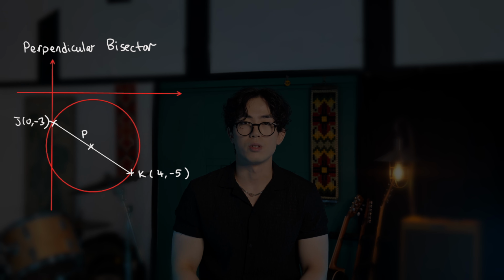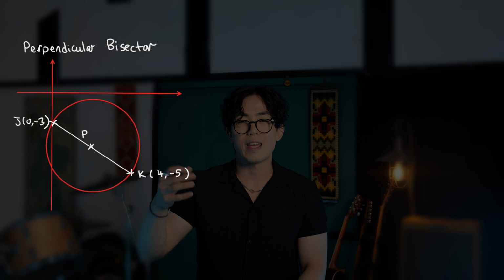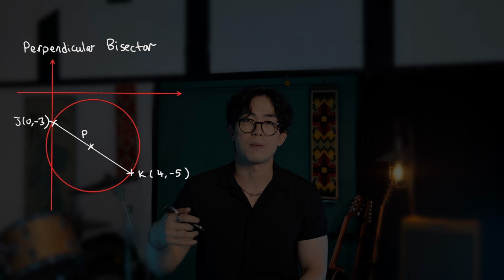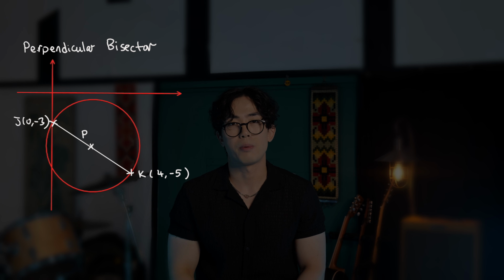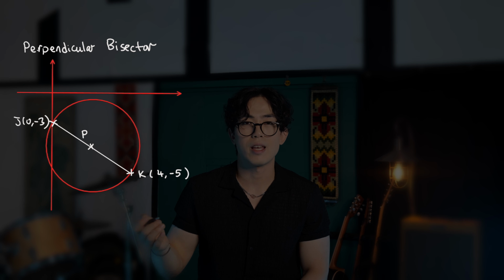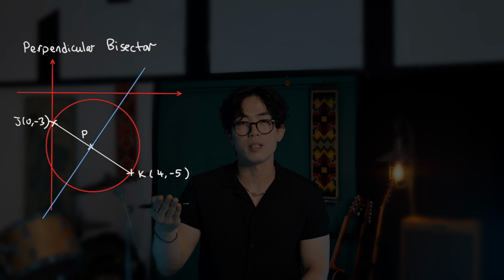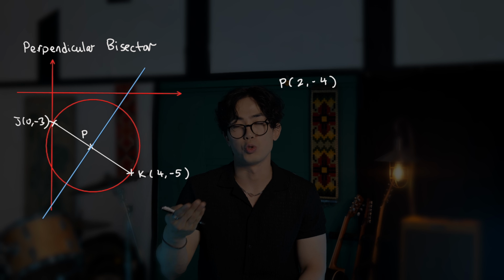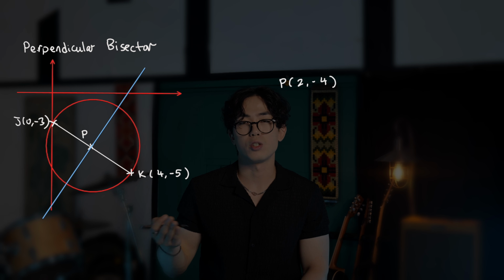Right, let's look at an example. So let's say, going back to the JK points, and let's say that's on the diameter of a circle with center P. And I want to find the perpendicular bisector of JK. Well, if it's a perpendicular bisector, it means it's going to cross P. So we need to find the coordinates of P, which we found in the previous example, which was 2, minus 4.